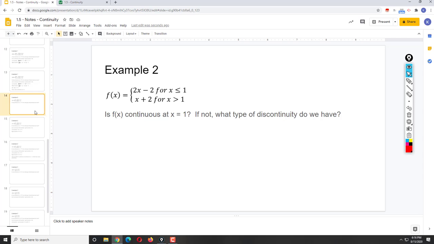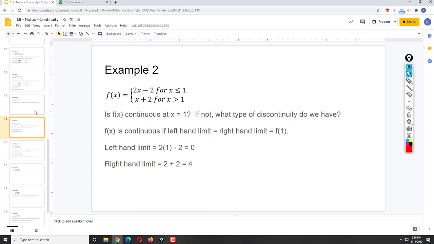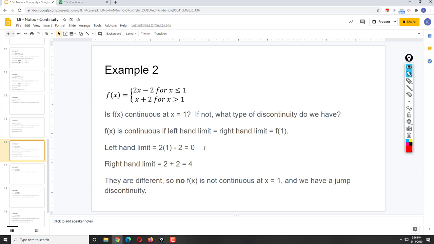Again, it's continuous if the left-hand limit is equal to the right-hand limit is equal to the function. The left-hand limit, we plug in: 2 times 1 minus 2, which is 0. The right-hand limit, we plug in: 2 plus 2 equals 4. They are not equal. Because the left-hand limit and the right-hand limit are different, no, it is not continuous at x equals 1. And when we have both the left-hand limit and the right-hand limit, but they're different, we have a jump discontinuity.